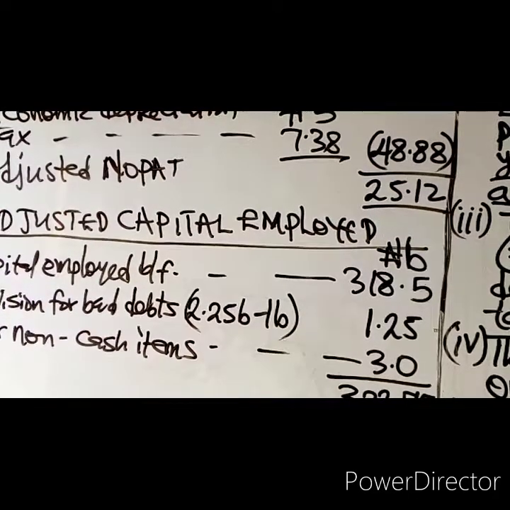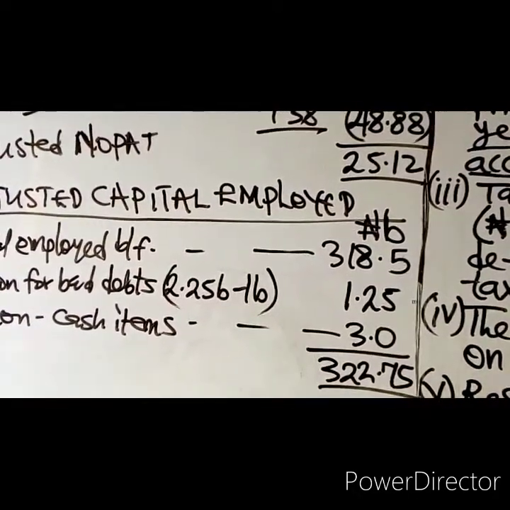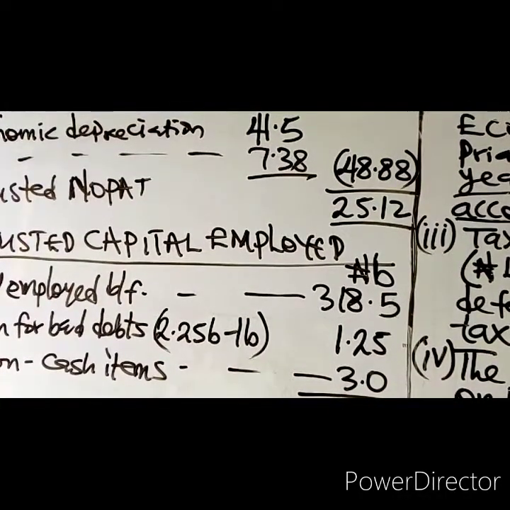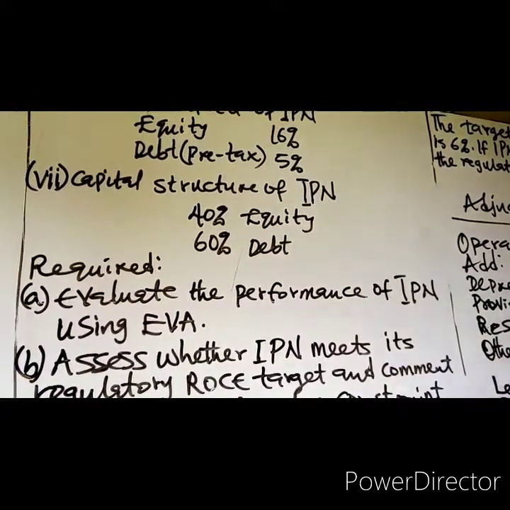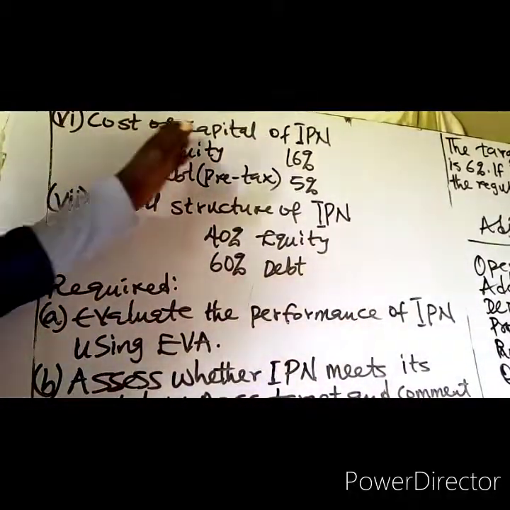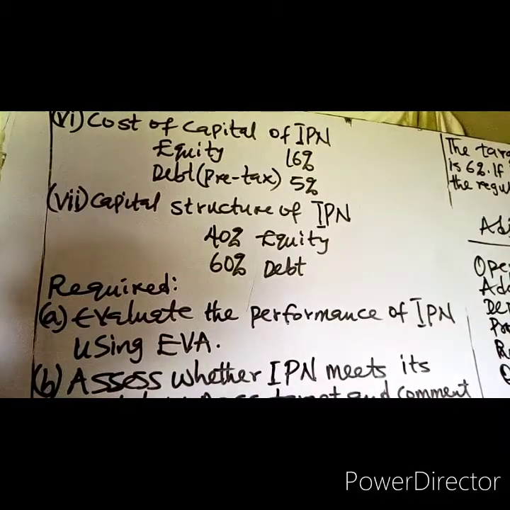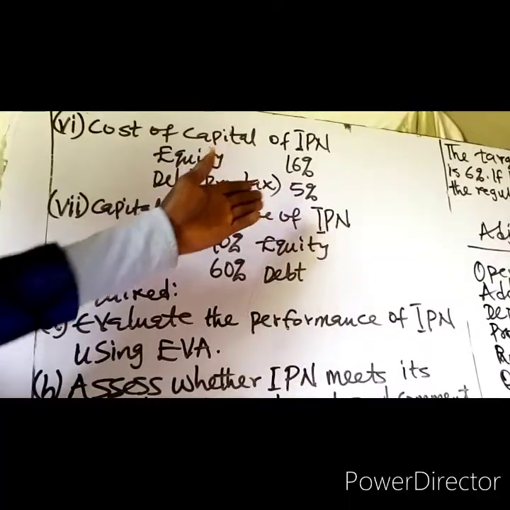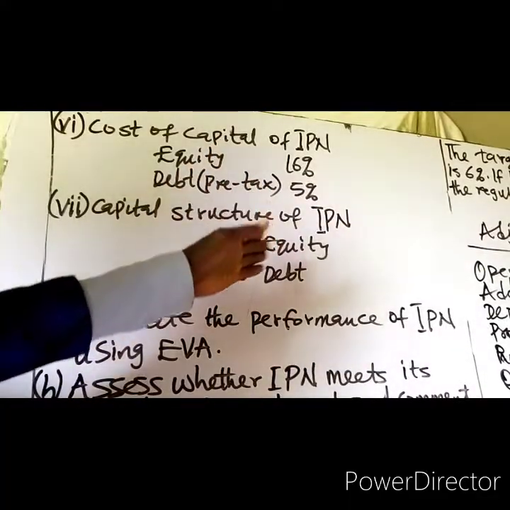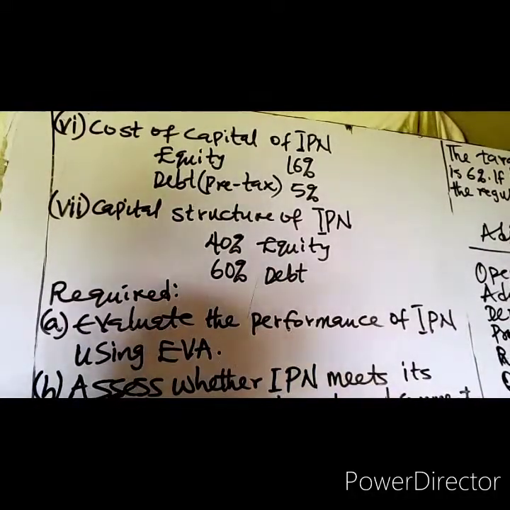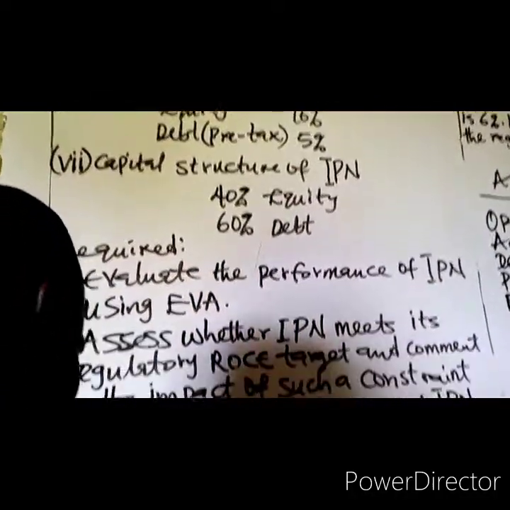Then the next thing we need is the WACC, the weighted average cost of capital. You are given the cost of capital of IPN. Equity is 16%. Pre-tax cost of debt is 5%. And the capital structure of IPN is 40% equity and 60% debt. So you want to compute the weighted average cost of capital.